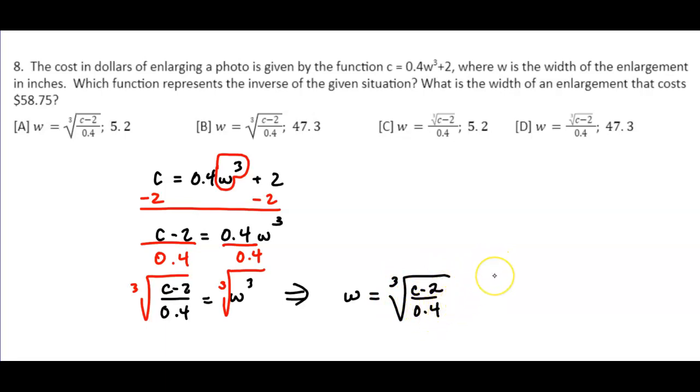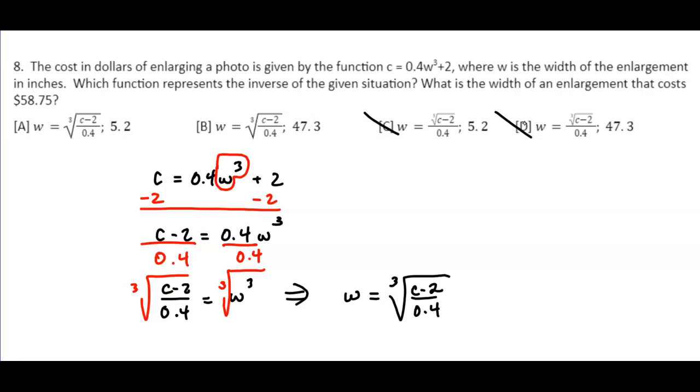So we can automatically cross out, well, we can automatically cross out none of them because, oh, I lied. We can cross out C and D because the radical, the cube root, is not around both of them. So it's between A and B, and the only difference is what the value is.